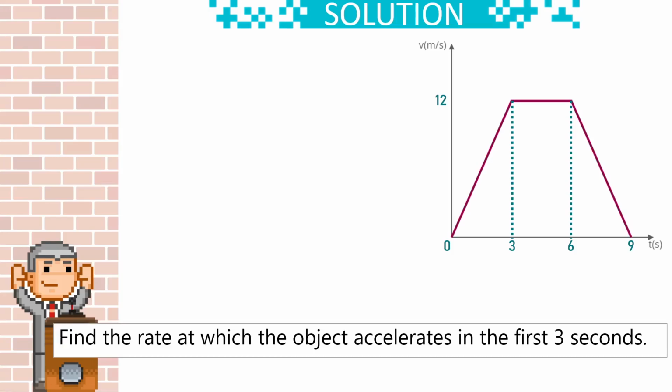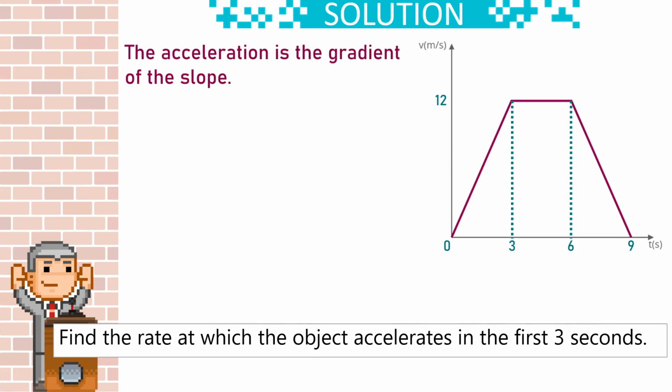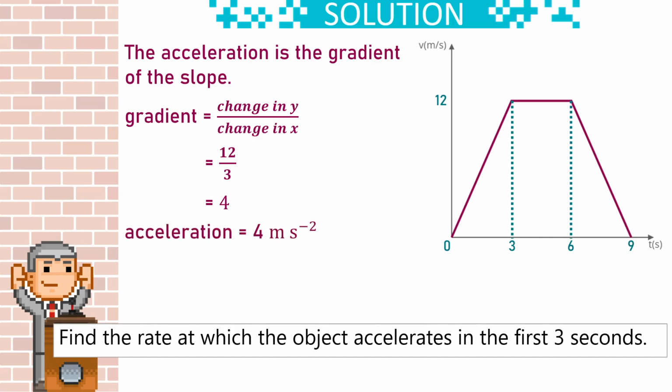To find an acceleration on a velocity time graph, we just need to find the gradient of the line. So the gradient was found by dividing the change in y by the change in x. So for the first 3 seconds, y has changed by 12 and x has changed by 3. So 12 divided by 3 shows the acceleration will be 4 meters per second squared.